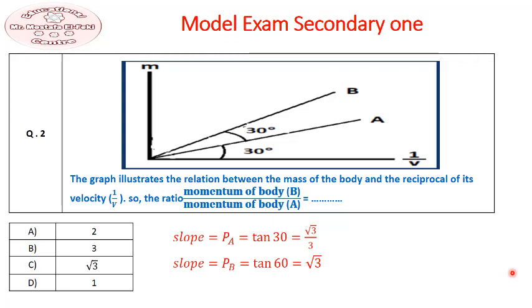And the slope of body B, momentum, equals tan 60. The total angle here is 60. That is equal to root 3. Then momentum of B divided by momentum of A equals root 3 over root 3 over 3. That is equal to 3. Then the ratio is 3.